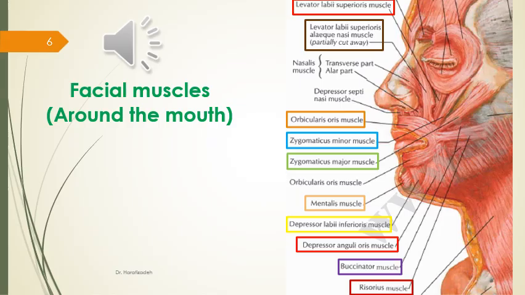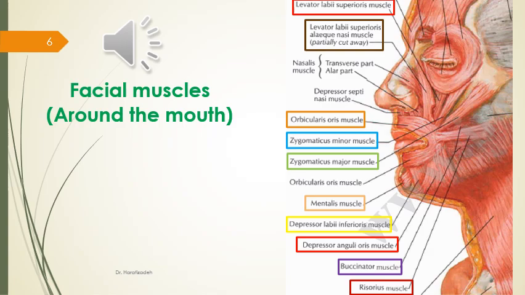Another muscle is levator labii superioris alaeque nasi muscle. This muscle originates from the frontal process of the maxilla and then attaches to the alar part of the nose and the upper labia. Another is orbicularis oris. We talked about it.